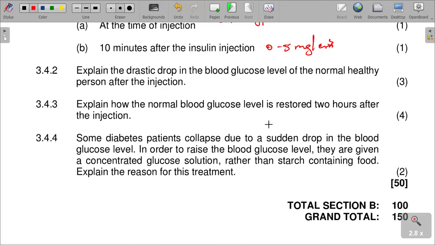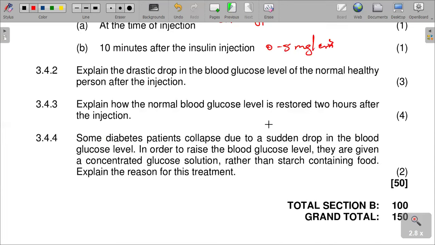And then the next question is saying, explain the drastic drop in the glucose level of the normal healthy person after the injection. In this case, just for the sake of time, guys, I'm just going to quickly explain. I'm not going to write a lot because of time again. So the drastic drop in the blood glucose level of the healthy person after the injection: the healthy person maintains optimum level of insulin and hence maintains normal blood glucose level.